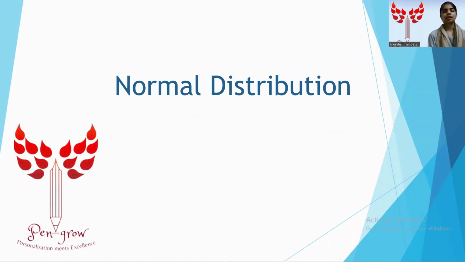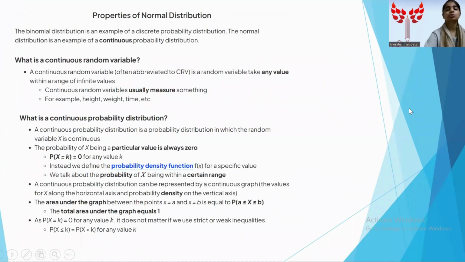Hello everyone. Today our video is on normal distribution and we will be discussing a normal distribution. Now in my previous videos, I've already discussed binomial distribution and that was a discrete probability distribution. The normal distribution is an example of a continuous probability distribution.